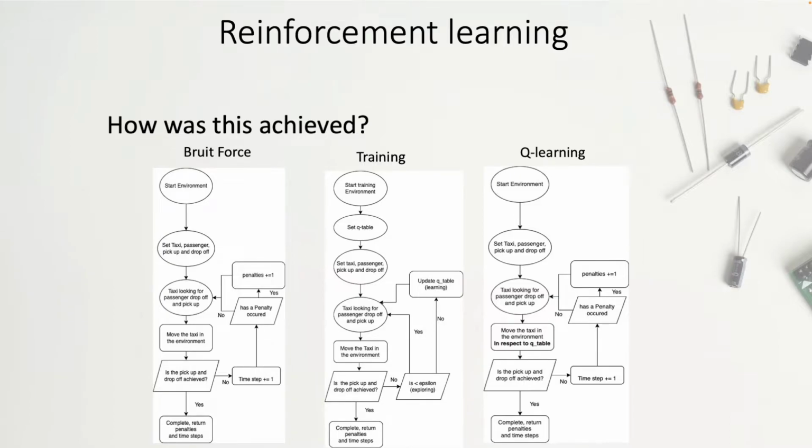So how are we achieving this? The main difference is brute force goes back and randomly just keeps looking for dropping or picking up passengers, whereas in the Q-learning we go for a training where we explore the area, update the Q table, and when we apply the Q-learning, we use that Q table. So the next action for the agent to take is based on the Q table, so it's knowledgeable about what it's doing next. It's not random.